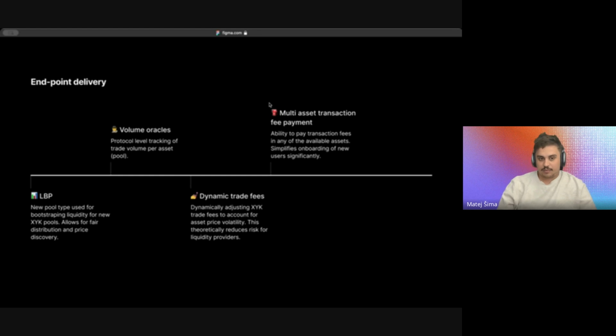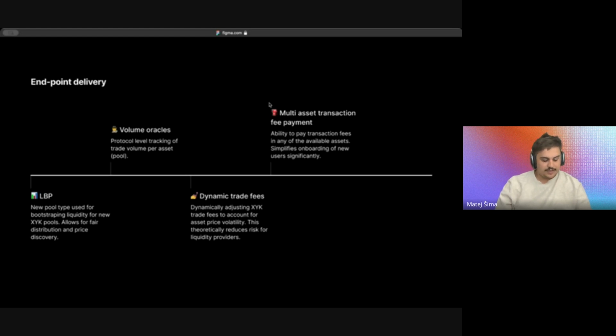Then the second feature we worked on were oracles, more concretely volume oracles. This includes protocol level tracking of trade volume per asset in a given pool, which then enables us to do some interesting features. One of these is dynamic trade fees, which is the next milestone that we have delivered. What this basically means is that thanks to the protocol oracles, we are able to dynamically adjust the percentage fee that is deducted from your trade when you interact with the XYK pool.